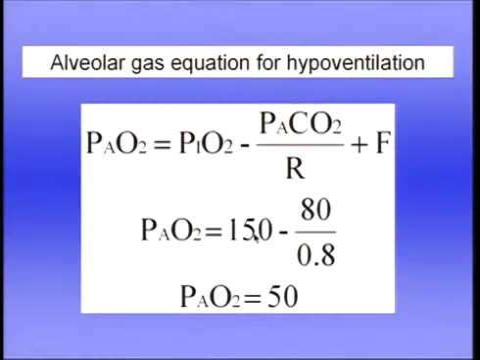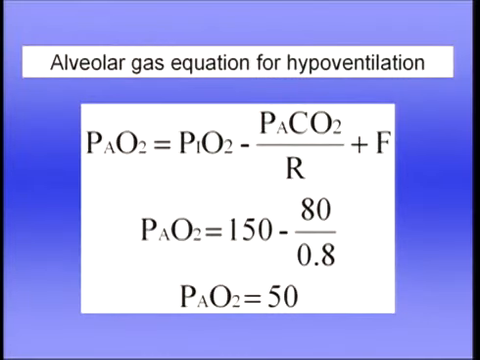So the equation now is that the alveolar PO2 is 150, which is the inspired value, minus 80 over 0.8. 80 over 0.8 is 100, so the alveolar PO2 is 50. So what that means is that during hypoventilation, if you halve the alveolar ventilation, the PCO2 doubles from 40 to 80, the PO2 goes from 100 to 50.